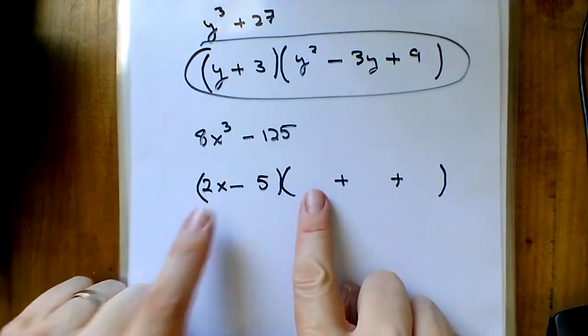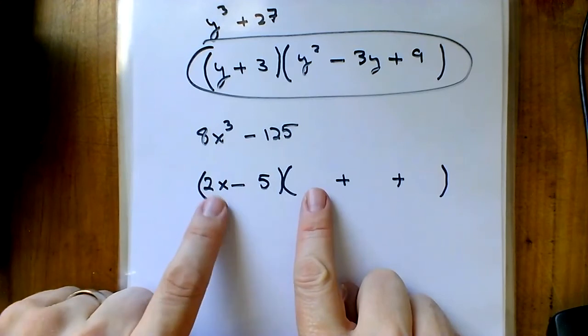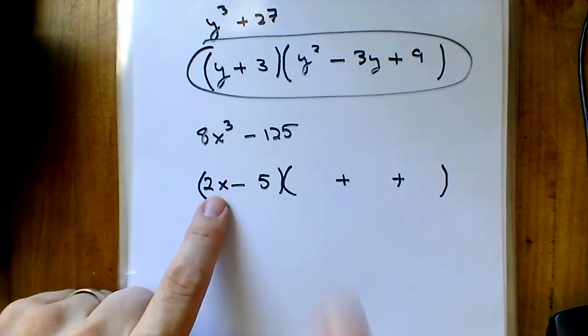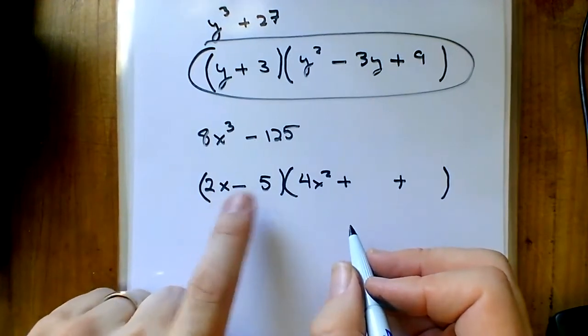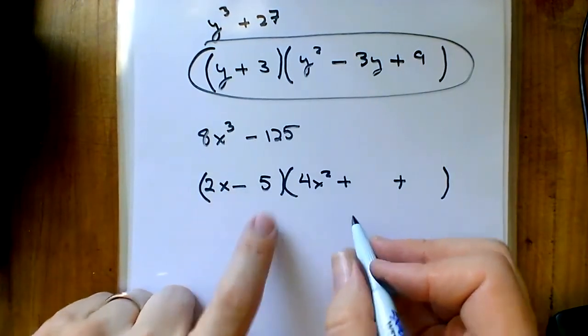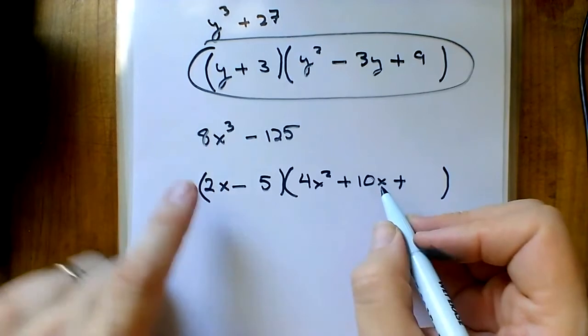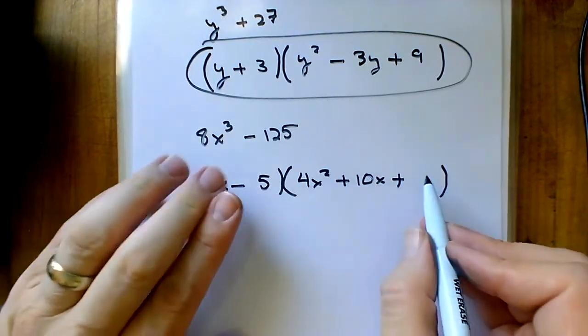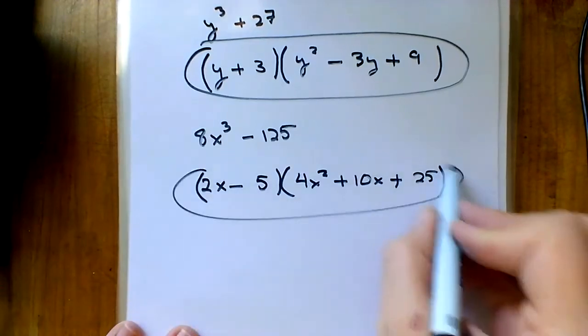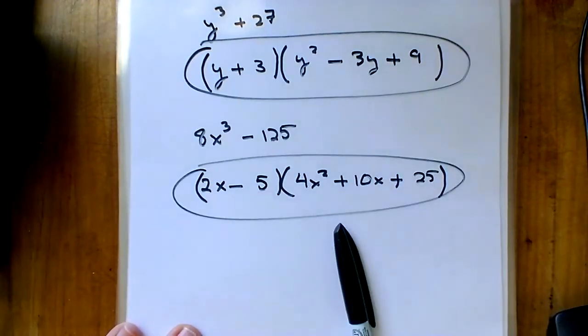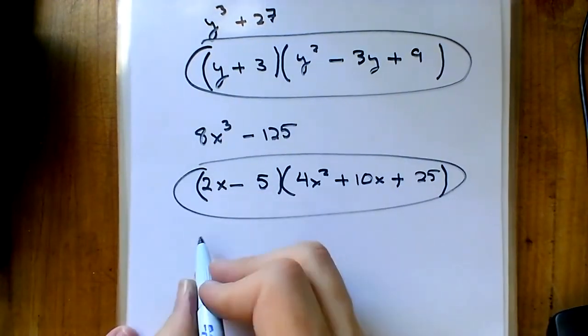This first term is this first term squared. So 2x times 2x would be 4x squared. My middle term is the product of these two. 2x times 5 is 10x. And our last term is that 5 squared, 25. All done. These look intimidating, but they're quite straightforward.